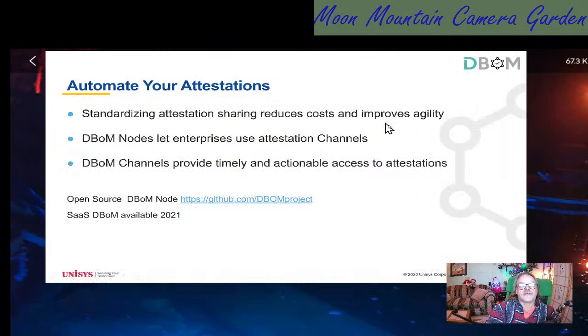So, in effect, we're moving into the time of attestations, where standardizing attestation sharing will be reducing costs, improving agility of different actors in different markets, providing competitive advantages for those actors. DBOM nodes are what allow enterprises to use the attestation channels that provide these benefits. And DBOM channels are what provide that timely and actionable access to the attestations.